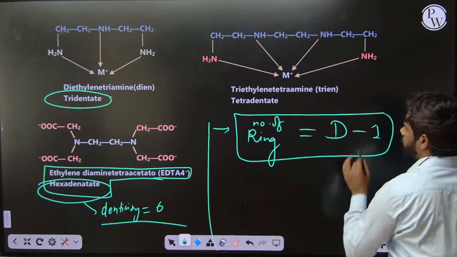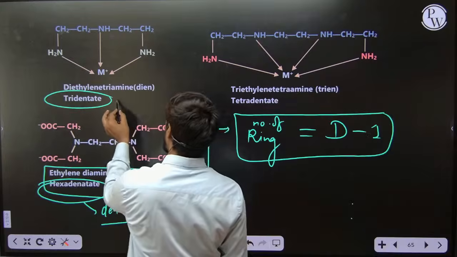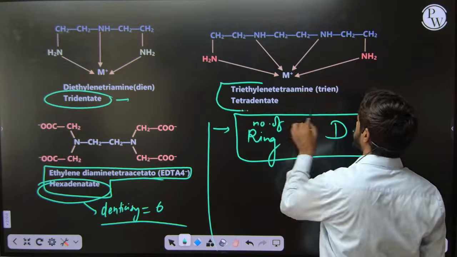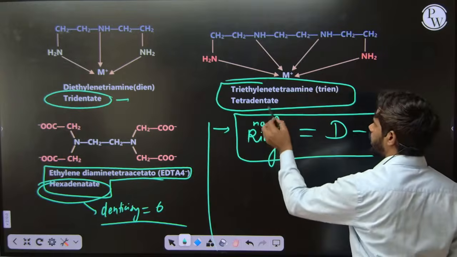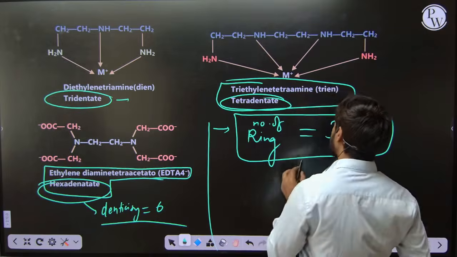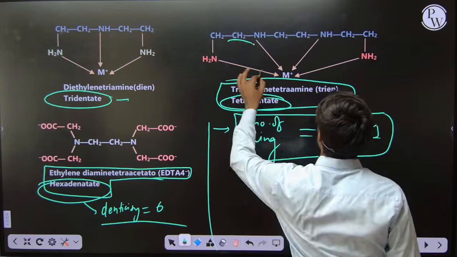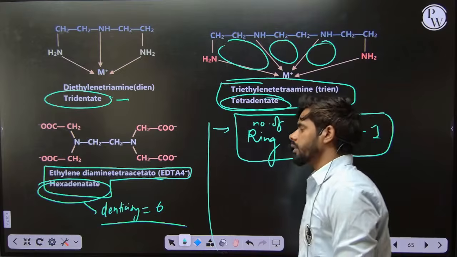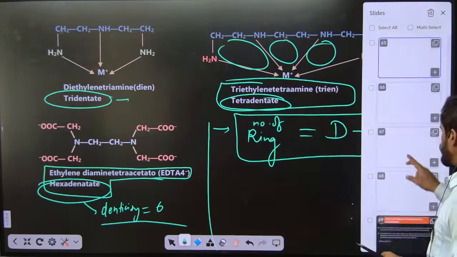So if the denticity is 3, we can say 2 rings will be formed. In the case of a tetradentate, the denticity is 4. For a denticity of 4 we can have 3 rings formed. So these are the points you should remember for ligands.